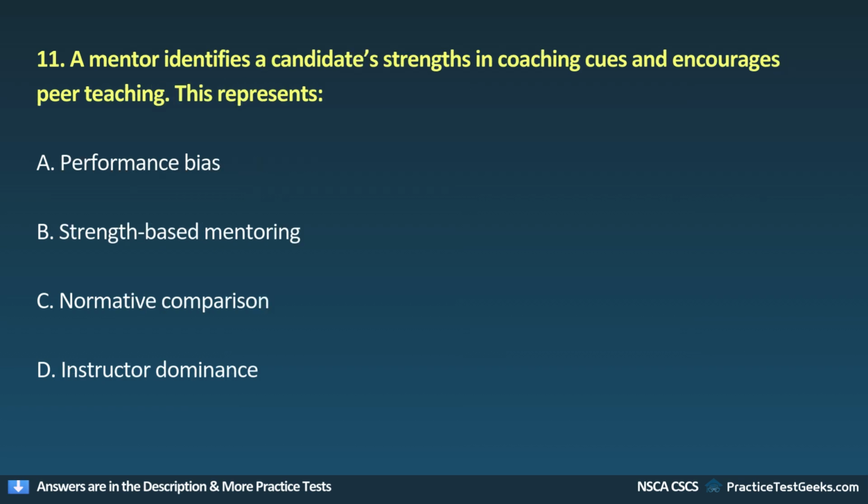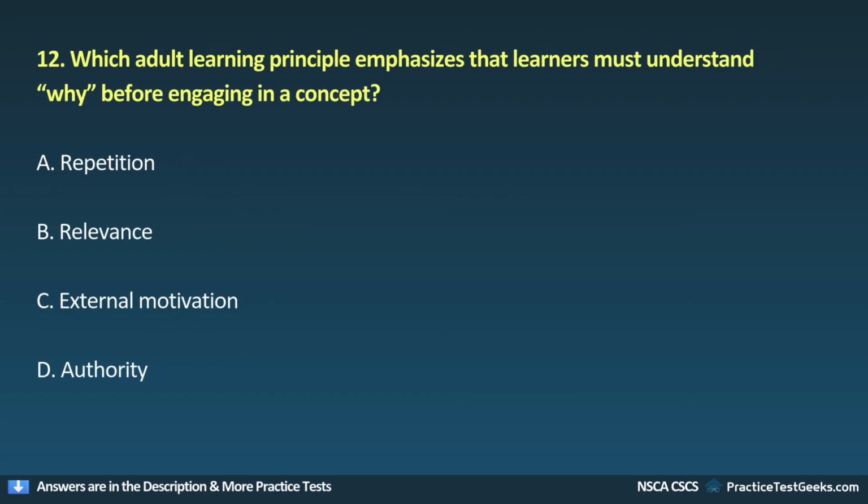11. A mentor identifies a candidate's strengths in coaching cues and encourages peer teaching. This represents A. Performance bias. B. Strength-based mentoring. C. Normative comparison. D. Instructor dominance.